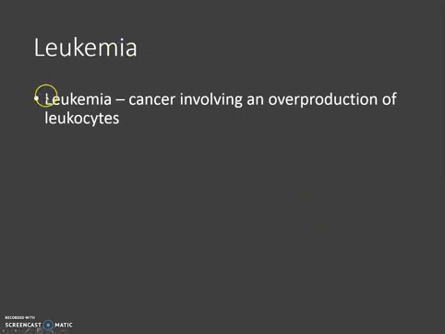Now, you may have heard of the term leukemia before, and you can see that the prefix is very similar to leukocytes. Leukemia is a type of cancer that involves the overproduction of leukocytes. Just like most other things in our body, you need a certain amount of white blood cells, but if you have too many or not enough, it can cause problems. And in this case, you end up with too many leukocytes.